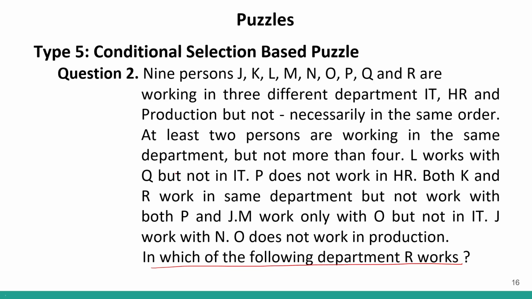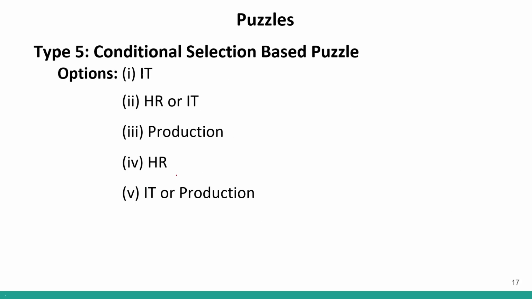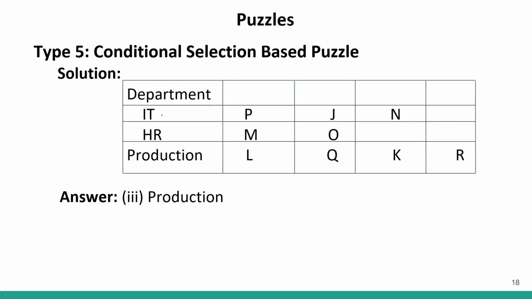So coming to the options of question number 2, we have production in option number 3. See, if you look at option number 2 and 5, we have HR or IT or production. So basically this will arise when you don't have adequate data. But in this particular question we had adequate data, and we could determine that he works in production. So the answer will be option number 3, production. Okay.